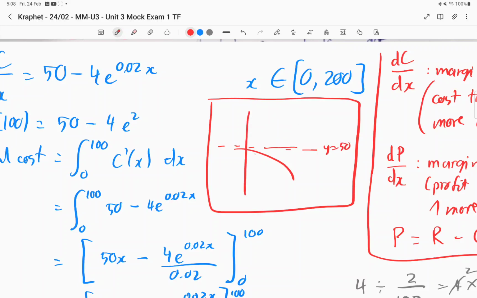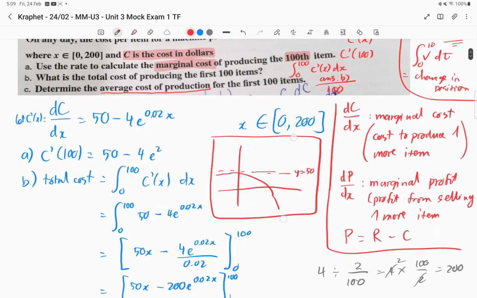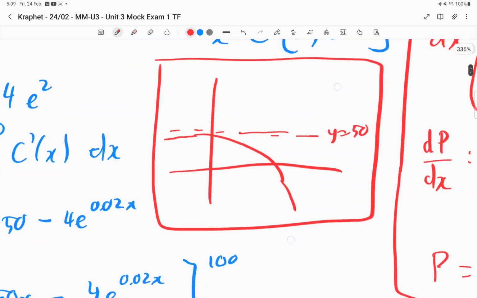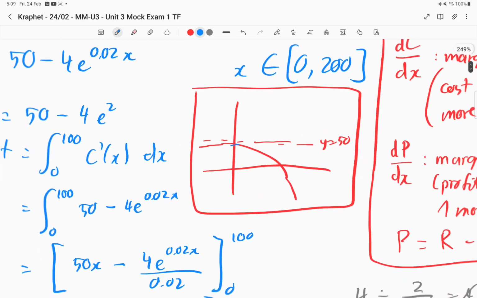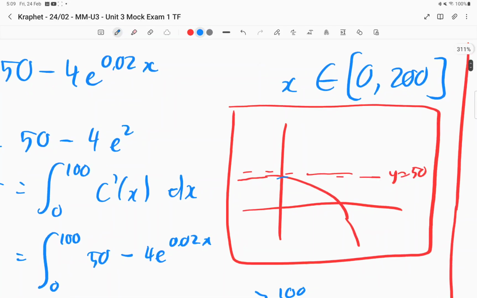Alright, then let's just quickly graph that out. So that will look something like this. Okay, so let's say the marginal cost of producing the 100th item. Looking at this one, what we can see here is that the first item costs a lot more to produce. When x equals 0, that will be 50 minus 4, which is 46. So it cuts this one at 46.